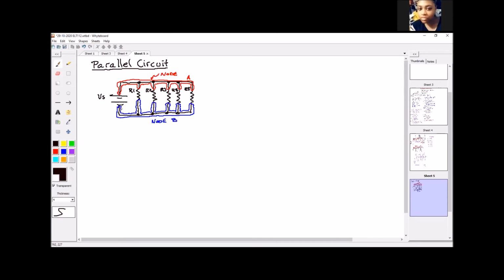Mm-hmm. So I'm seeing that when you're doing that, you're not going through the component. Is that why it's voltage across? Because it's going across the whole entire thing, but then it's current through because voltage can't go through the component, but current can?